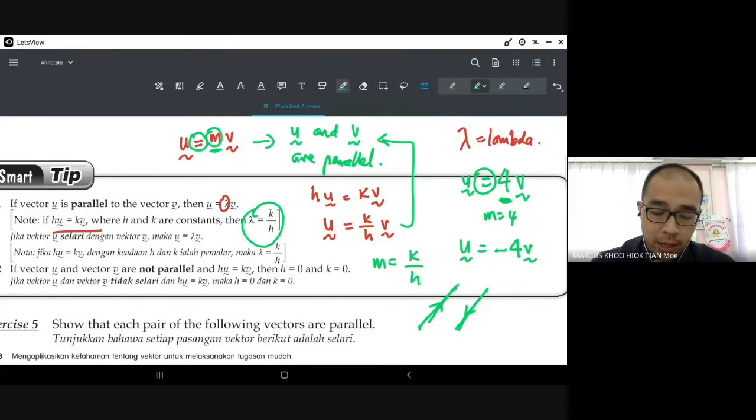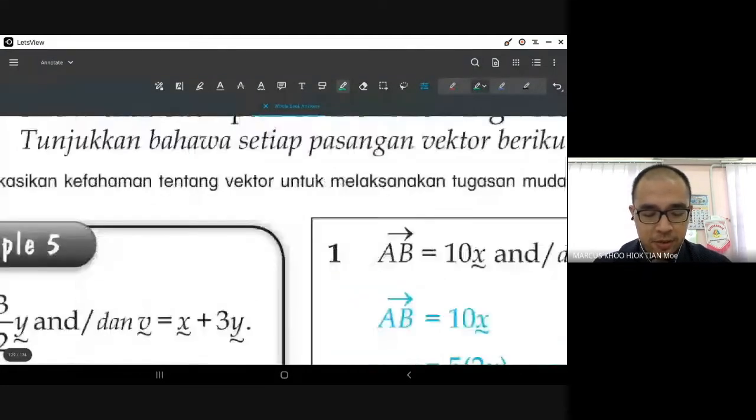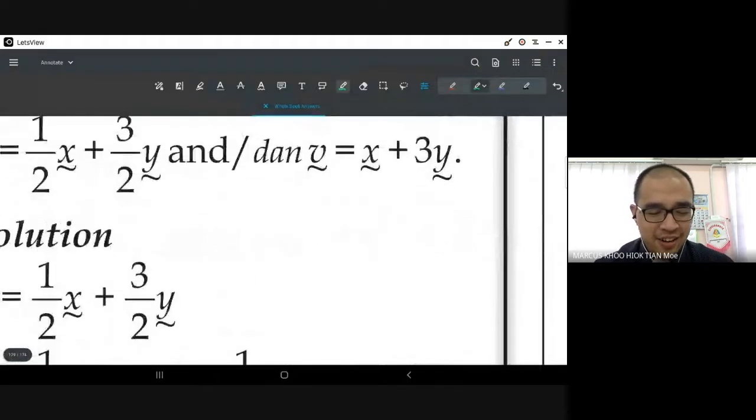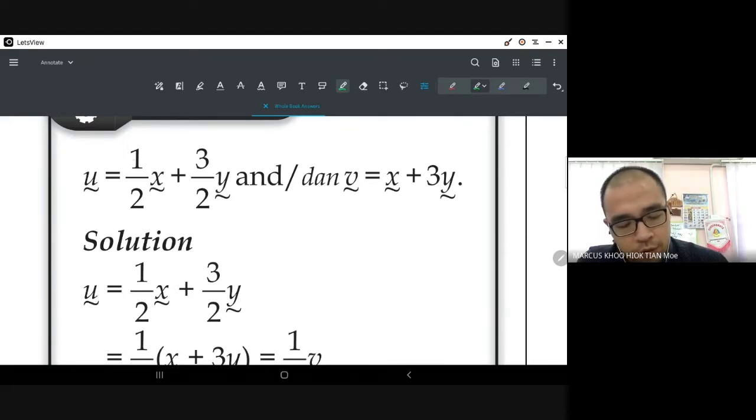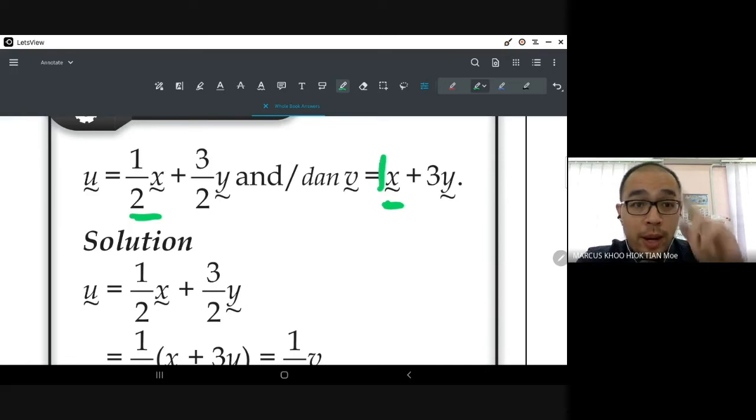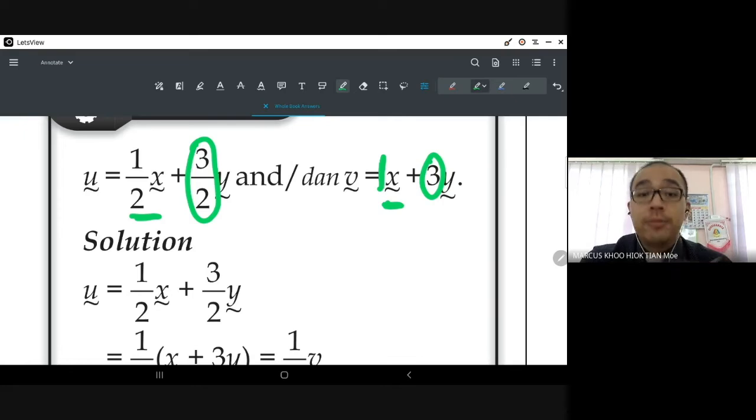So let's take a look at exercise 5. Let's try not to show you the answer. Let's say that u and v are parallel. So how do I prove that u and v are parallel? First of all, if you look at this, half x, this is 1x. This is 3 over 2, then becomes 3, or 3 becomes 3 over 2.